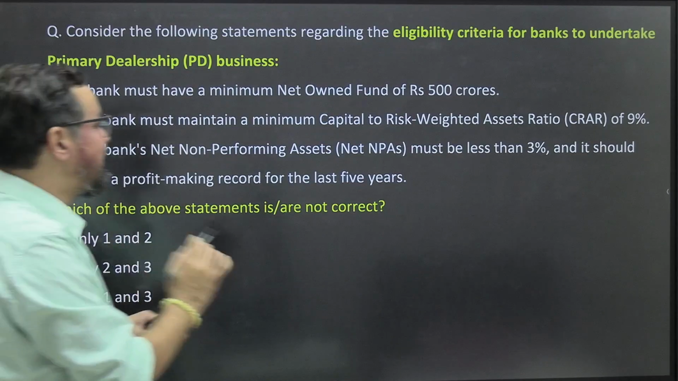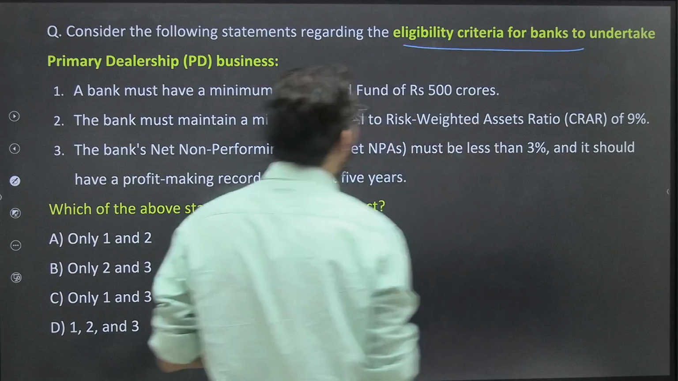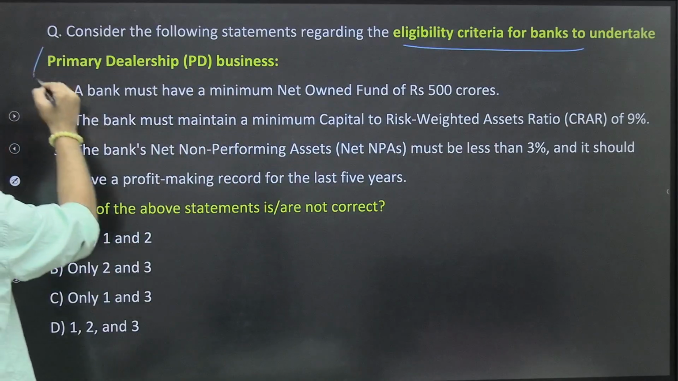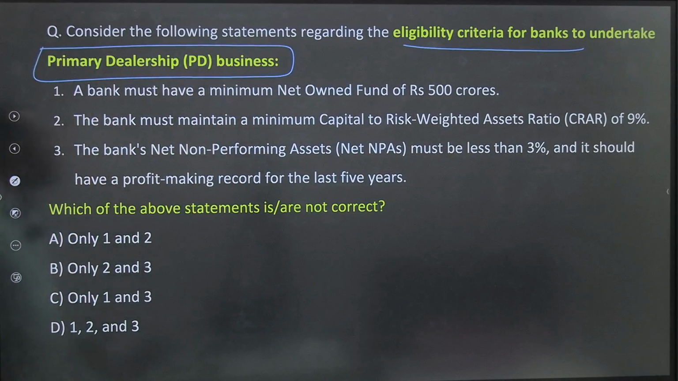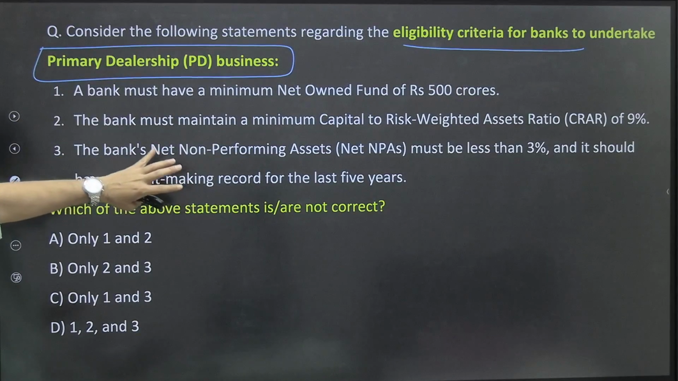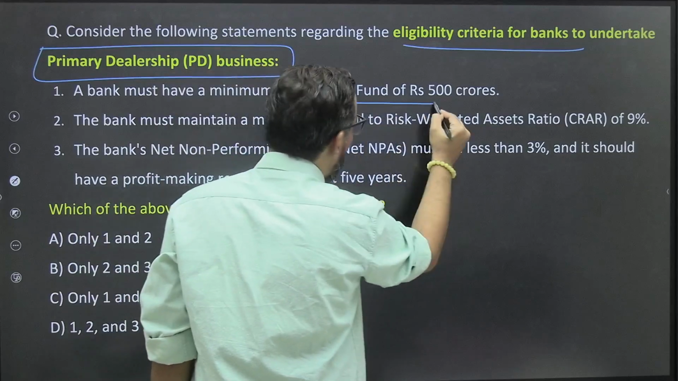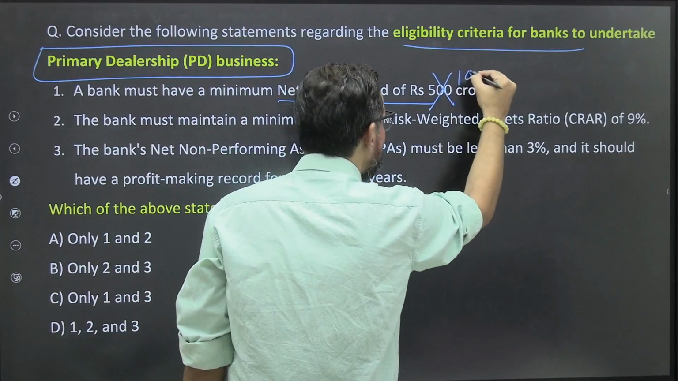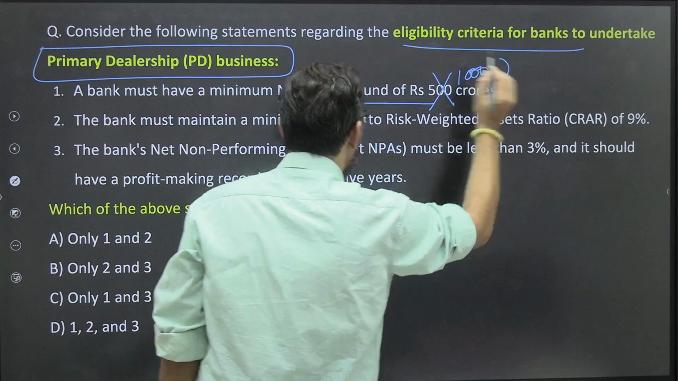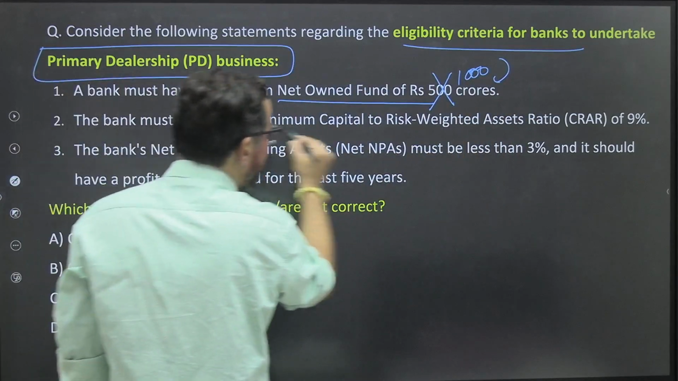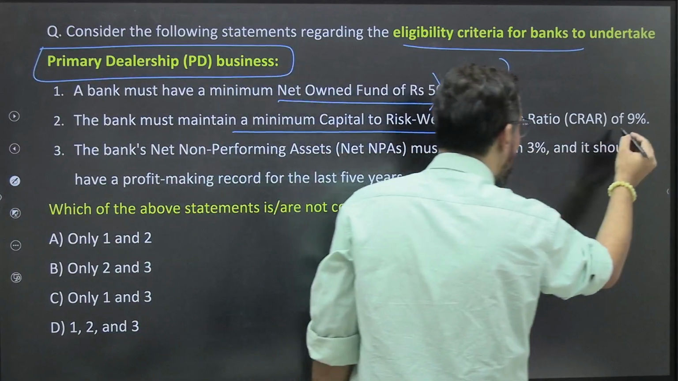Consider the following statements regarding the eligibility criteria for undertaking primary dealership businesses. So if your bank is going to have some sort of primary dealership business as a service provider, what are the eligibility criteria for that, so you can involve in this kind of business. ठीक है, तो primary dealership लेने के लिए क्या क्या eligibility criteria आपके होने चाहिए. A bank must have a minimum net owned fund of 500 crores. पहला गलत है, it is 1000 crores. ठीक है, 1000 crores. The bank must maintain minimum CRAR of 9%.